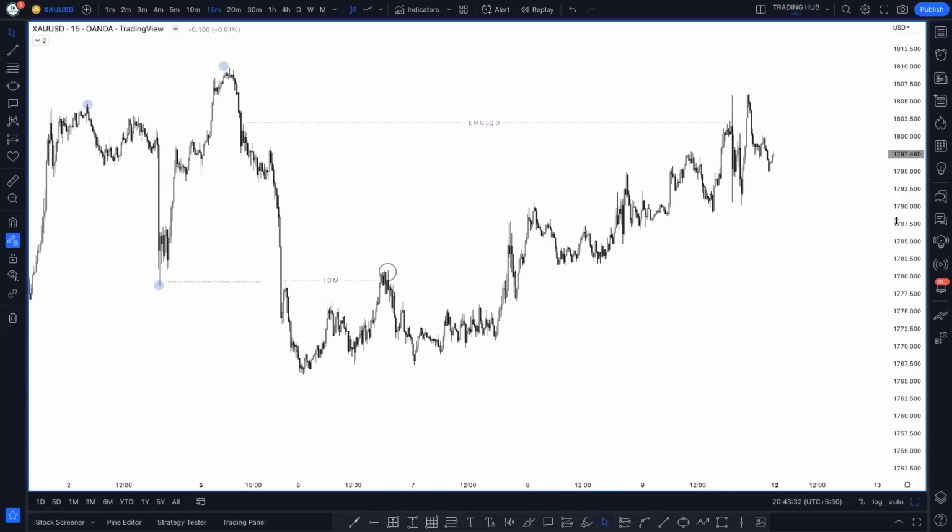This one. Okay. Engineering liquidity sweep and you can sell here.